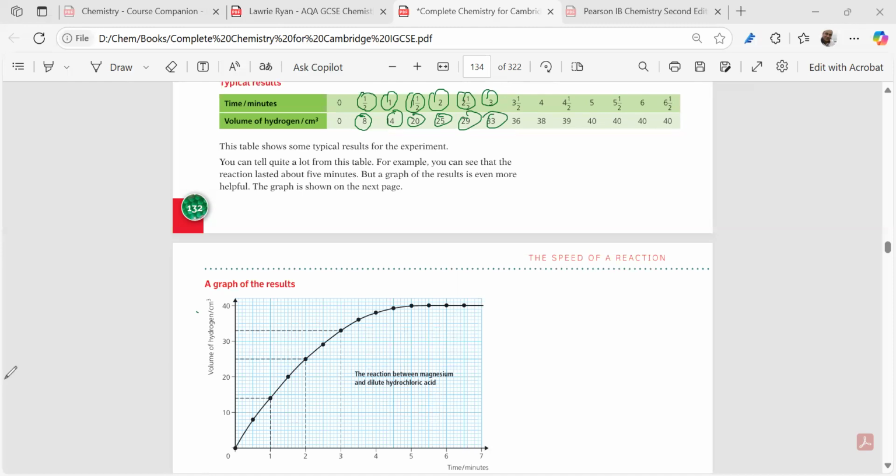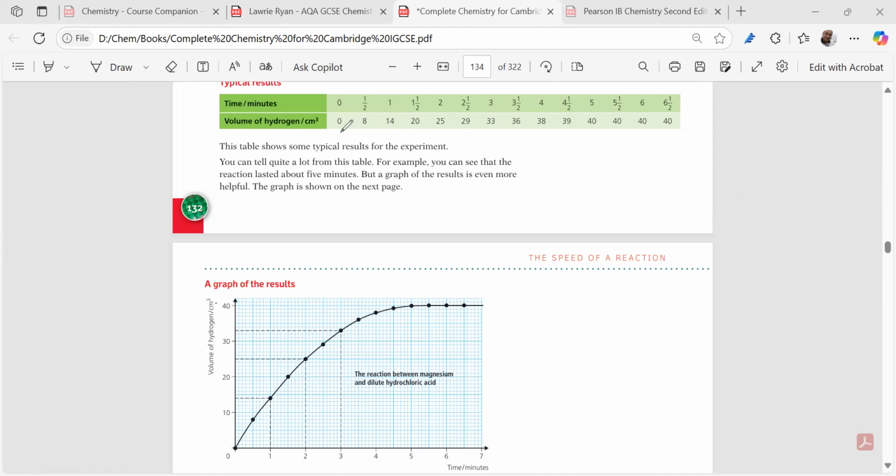Suppose you want to find out the rate of the reaction. By observation, we found out that the rate of the reaction is fastest at the start and slows down as the reaction proceeds. We learned that. That was the observation. Now, we have to see that the same is found experimentally.